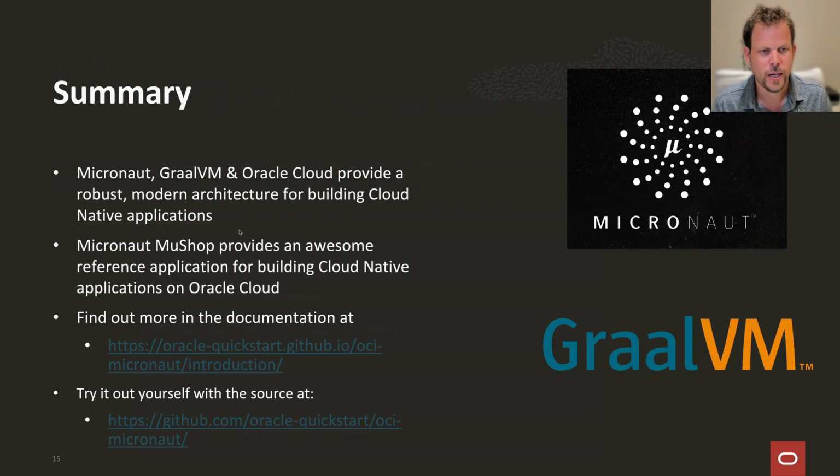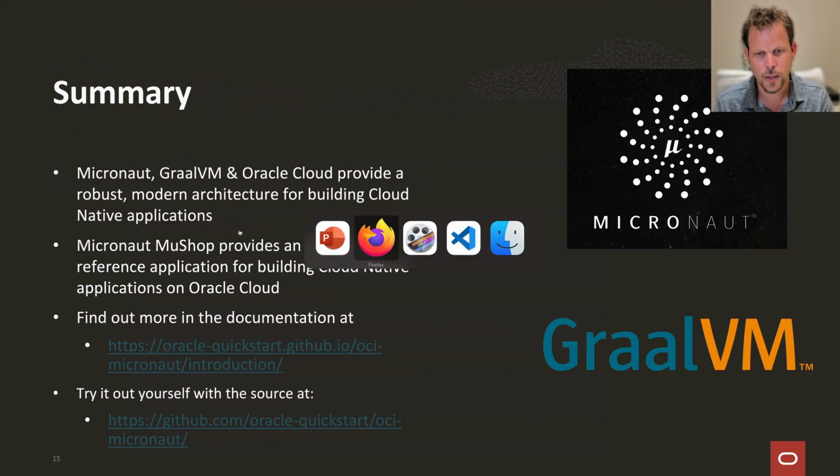So in summary, Micronaut, GraalVM, and Oracle provide a robust modern architecture for building cloud-native applications. The Micronaut MuShop provides a fantastic reference application for building cloud-native applications with Micronaut, GraalVM, and Oracle Cloud. You can find out more in the documentation that I linked at the bottom of the slide. And if you want to try the application yourself, you can go to the GitHub repository.